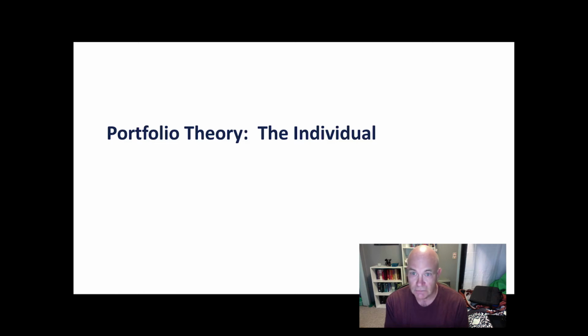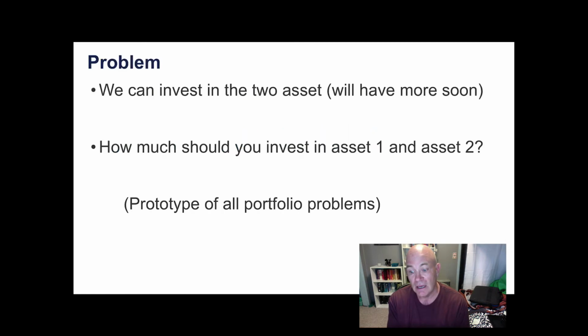In this module, we are going to set up the portfolio problem. We're going to set up a simple problem and then look at how an individual looks at making the investment. We are going to begin with two assets, asset 1 and asset 2, and we will have more of those in the future. But right now, we're going to take funds and decide which of the funds should we invest in asset 1 and which of the funds should we invest in asset 2.